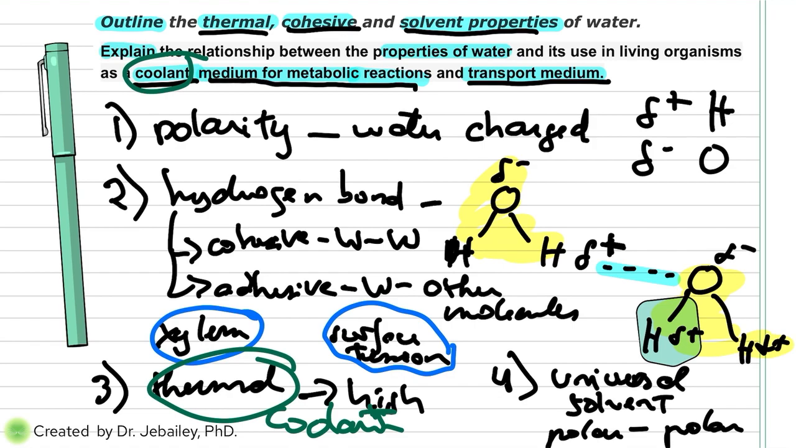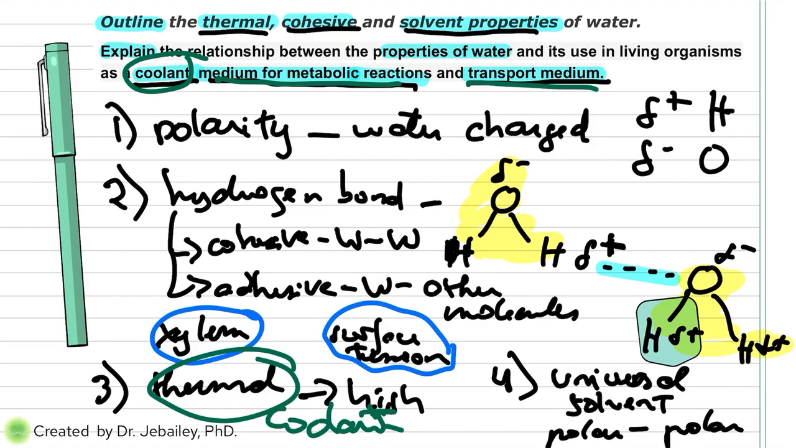So when we talk about the medium for metabolic reactions, we talk about how water can also be used in breaking things down, right? Such as condensation and hydrolysis. This is the making of water and the breaking of water. And we have the transporting medium, for example blood. Blood has water, and there are so many things that dissolve in blood, such as minerals and vitamins and carbohydrates and proteins. They all dissolve and they are transported. So this is just a general idea.